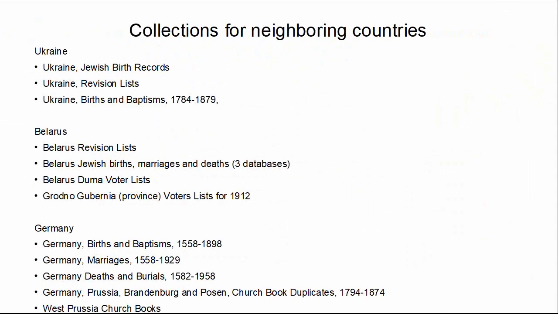Another interesting collection containing over 112 records is Ukraine revision lists, so census-like records from parts of Ukraine that were occupied by Russia in the 19th century. And some of them cover also the Volhynia region, which between the wars belonged to Poland as well.